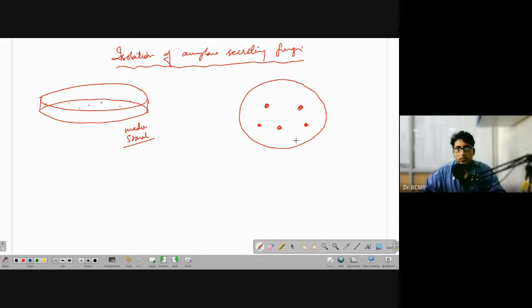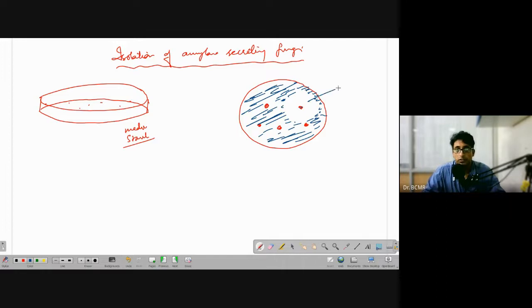We would have added iodine all over the plate, and iodine would stick to the starch. Whichever has a clear zone around it, something like this, right? That zone indicates that that particular species of fungi is likely producing amylase. And why is it producing amylase?